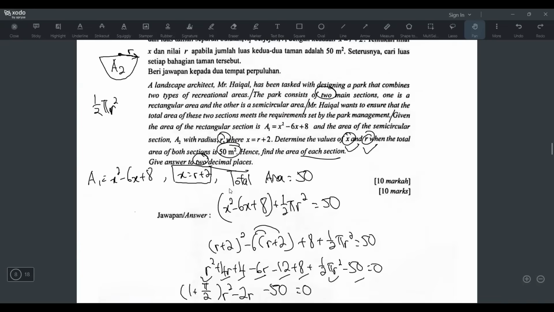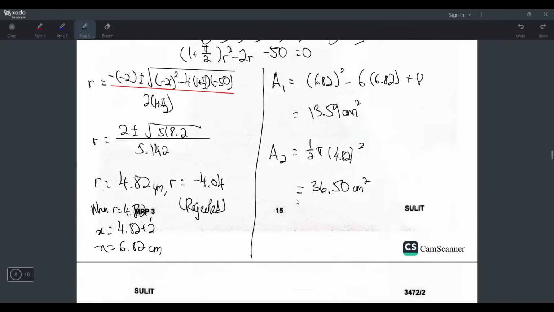Okay, I'm done with the whole thing. But I think it's recommended to write one more line. So what they want to find just now: X and R and A1, A2. So X equals 6.82 cm, R equals 4.82 cm, and then A1 equals 13.59 cm squared, and then A2 equals 36.50 cm squared.